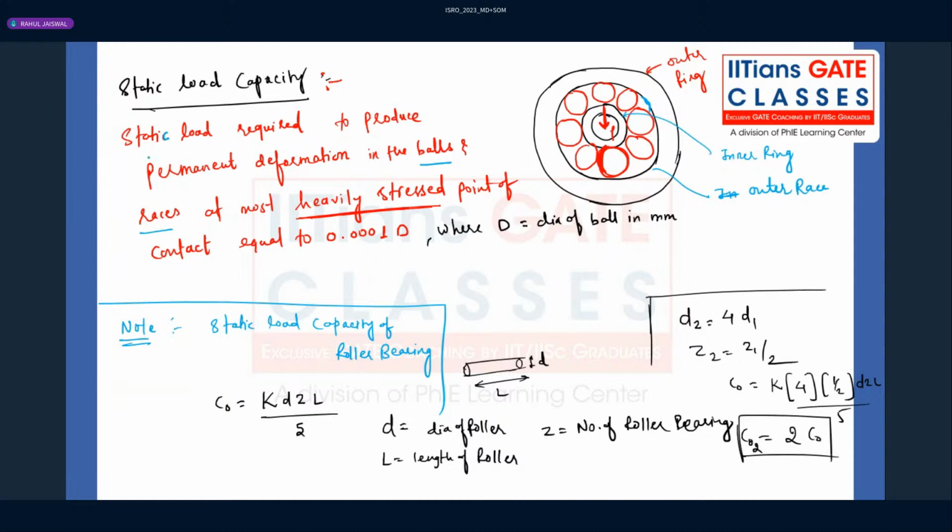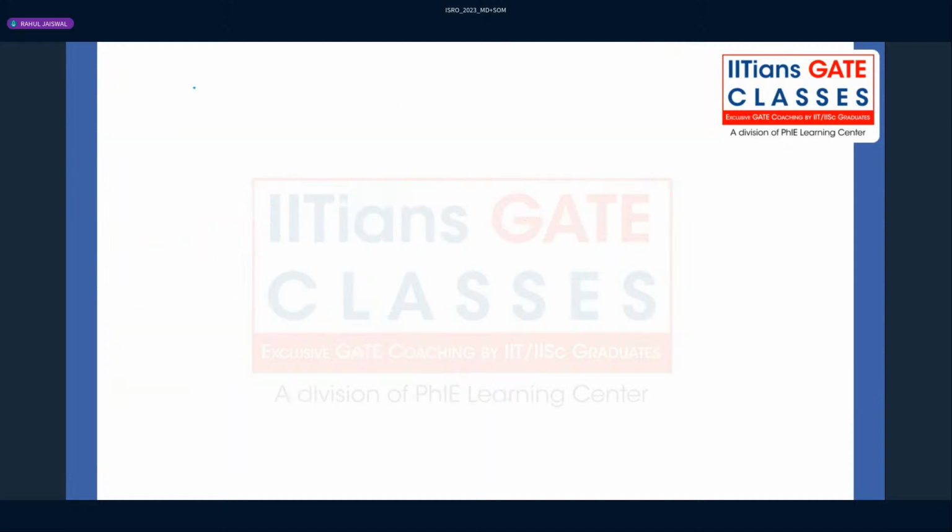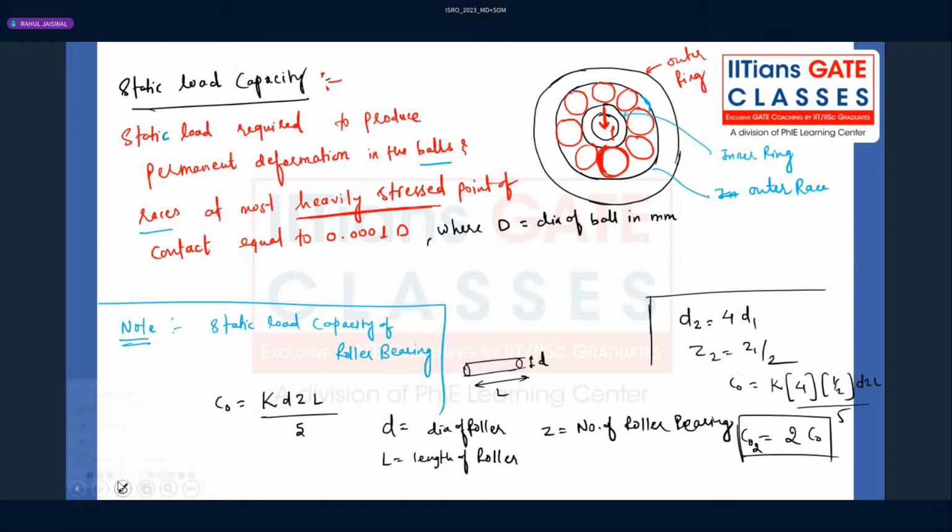In the last class we have seen the load life equation, right? C divided by PE to the power q for a ball bearing, where C is nothing but the dynamic load rating. Why it is dynamic and why static, those things will be cleared when you understand each and everything fundamentally.